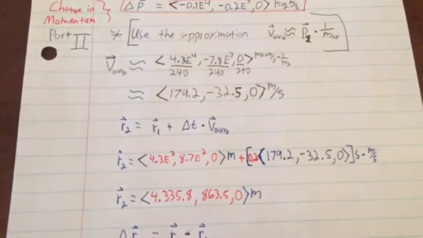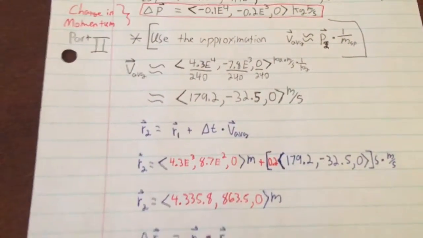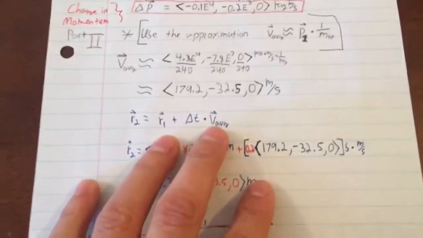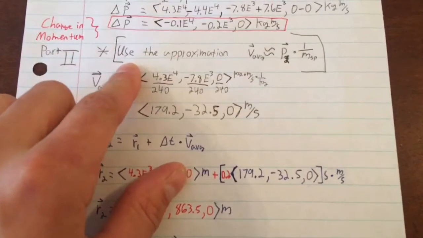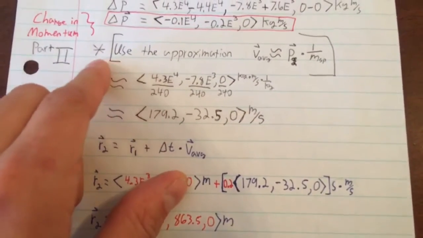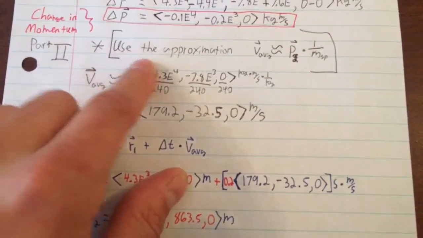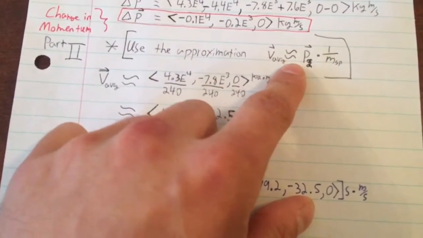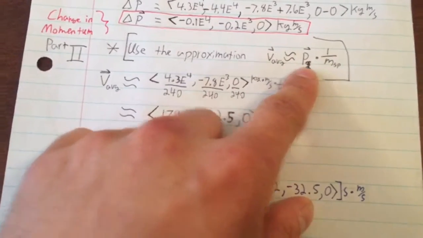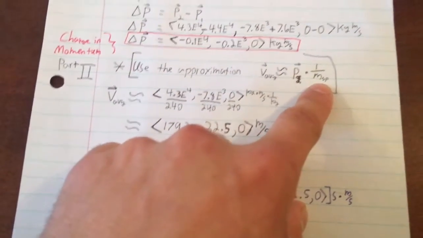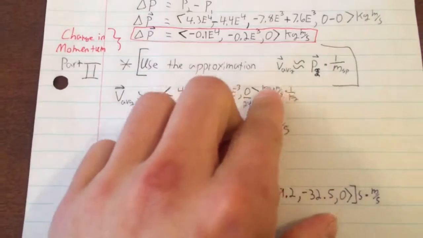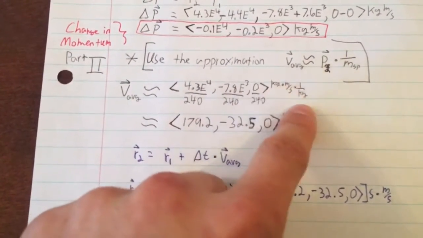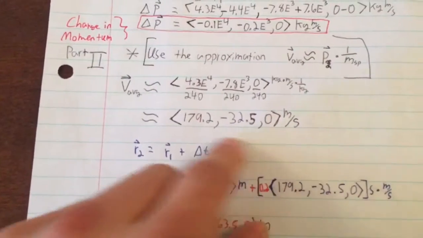Now, the second part of the problem asks us to find the change of position using the position update formula. So, one important note to know is that the problem tells us to use the approximation that our average velocity is going to be approximately our final momentum divided by the mass of our space probe. Whenever we go and work this out, our masses are going to cancel out, and we're going to be left with meters per second here.